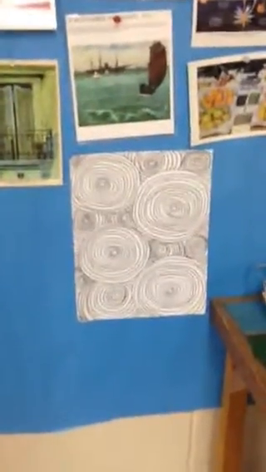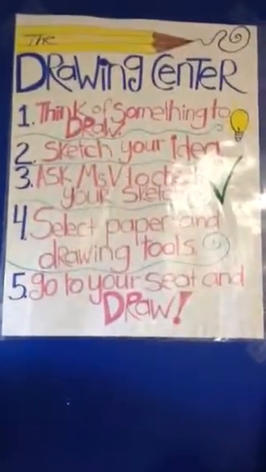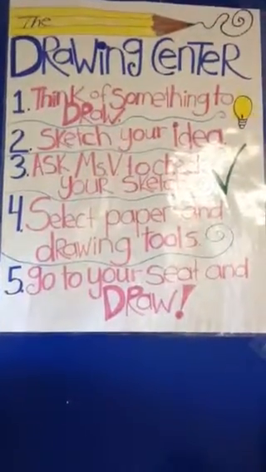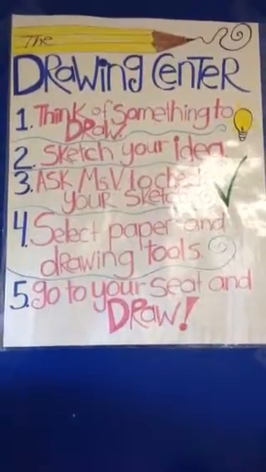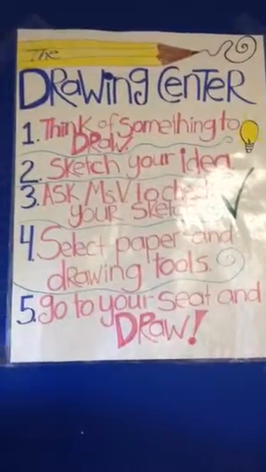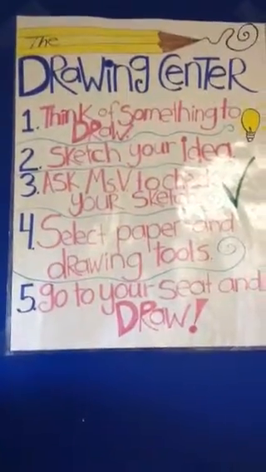Now sometimes on this bulletin board there are going to be ideas for you to look at and get ideas from. Today there's one for the lines right there. And up on the board, Mrs. Valentine will often have some images coming from the projector onto the board. After you've completed your sketch, you are then going to ask Ms. Valentine, that's me, to look at your sketch and approve it. And you have to do that before you can move on. Once you've decided what you're going to do and I've approved it, the next thing is for you to select your paper and your drawing tools and then go to your seat and draw.